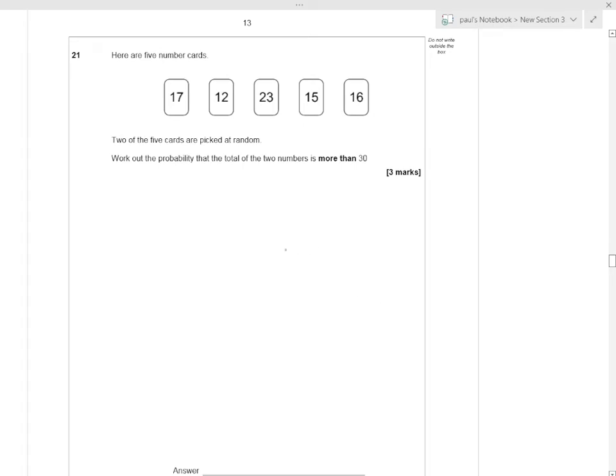Right, here are 5 cards. 2 of the 5 cards are picked at random. Work out the probability. So this is a probability topic that the 2 numbers is more than 30. So we've got to add them all one at a time to see how many pairs come up to be more than 30. So 17 and 12 is 29. 17 and 23 is 40. 17 and 15 is 32. 17 and 16 is 33.